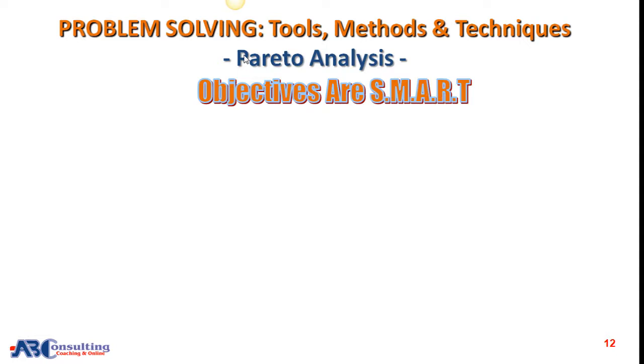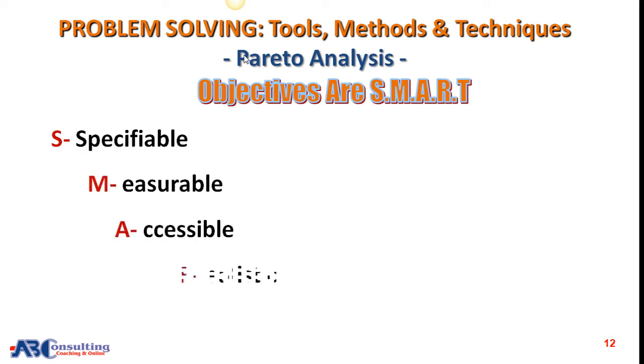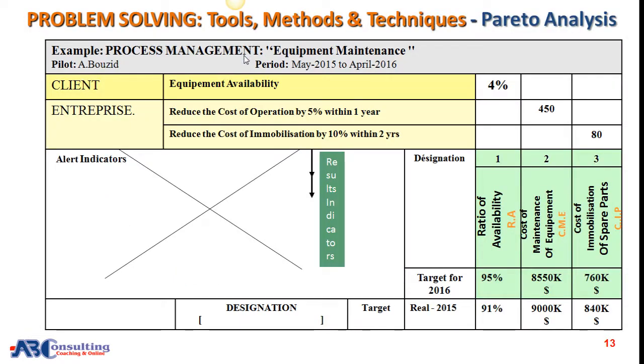That's what Pareto is all about. We have spoken and defined our objectives in terms of the SMART concept: specifiable, measurable, accessible, realistic, and time-bound. Loose objectives are not going to take you very far. So you need to specify.